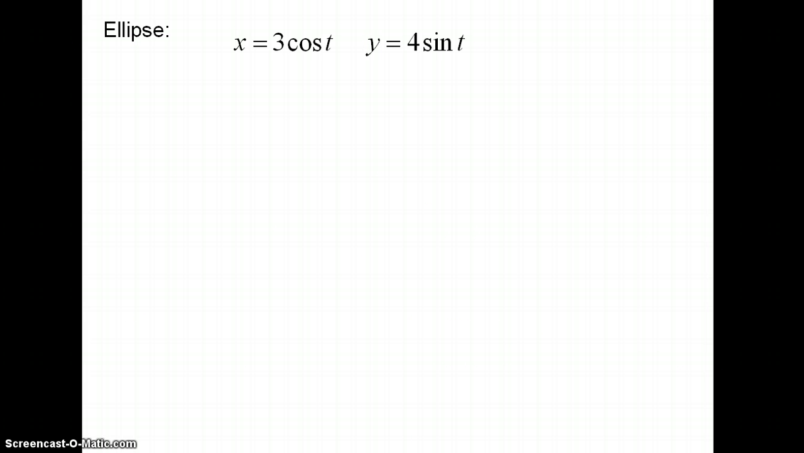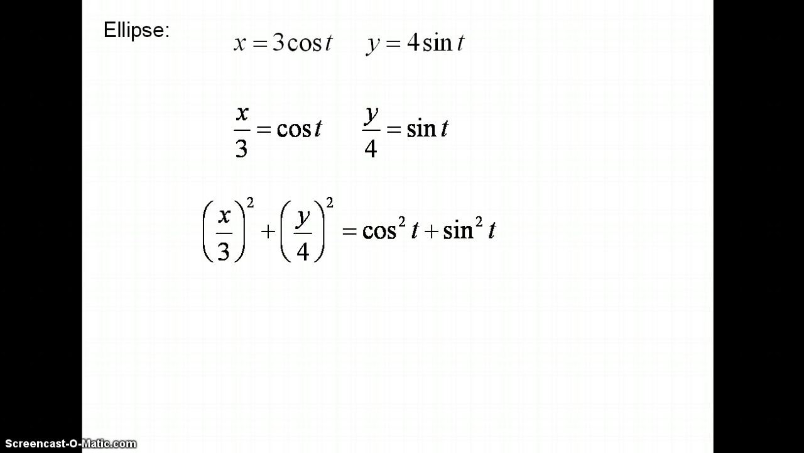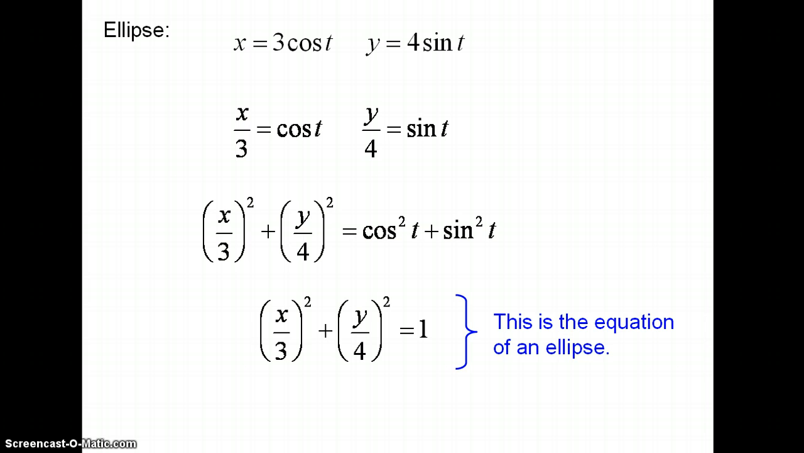Here's an ellipse. Again, solve for your cosine. And we always go back basically to sine squared plus cosine squared equals 1. It's going to be the easiest one to use. Some direct substitution, and there's our equation for an ellipse.